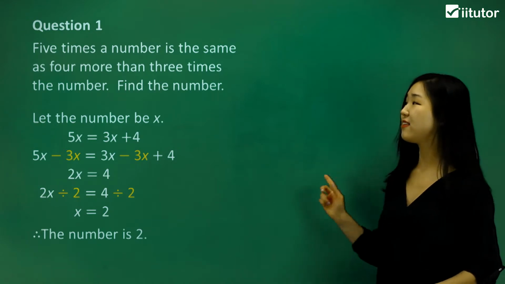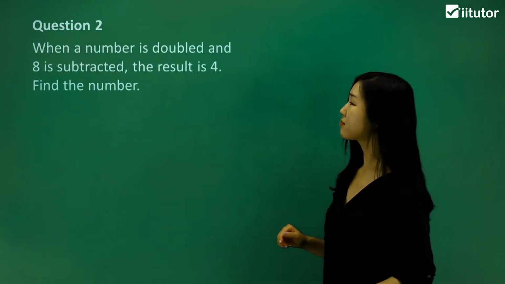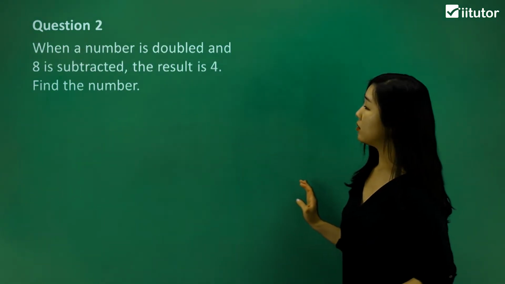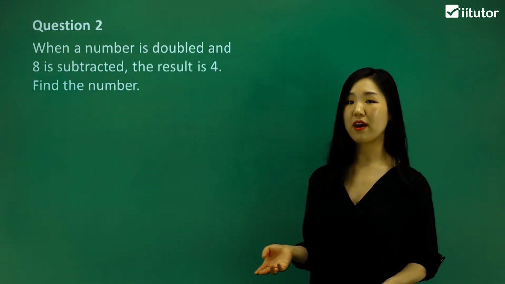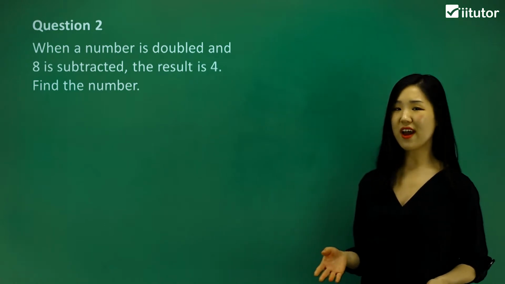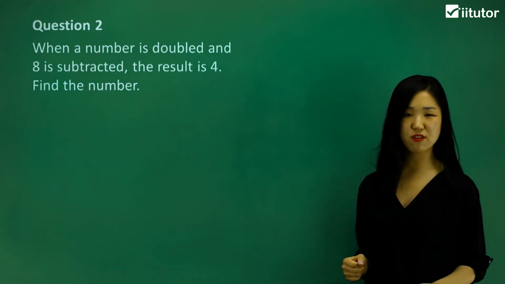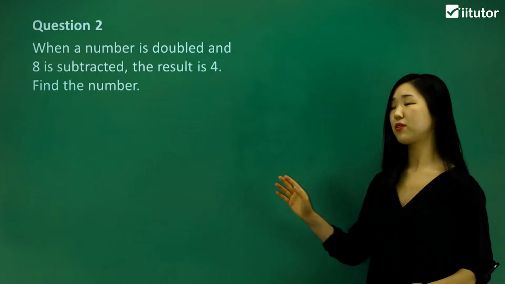Alright guys, let's do some more. Let's do question 2 now. When a number is doubled and 8 is subtracted, the result is 4. Find the number. Okay guys, have a go by yourself and see if you can write the equation. I'm going to do it on the board as well.